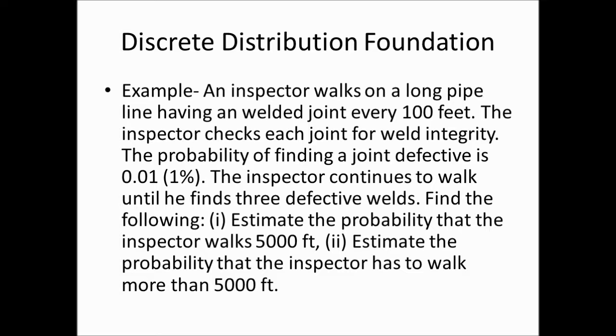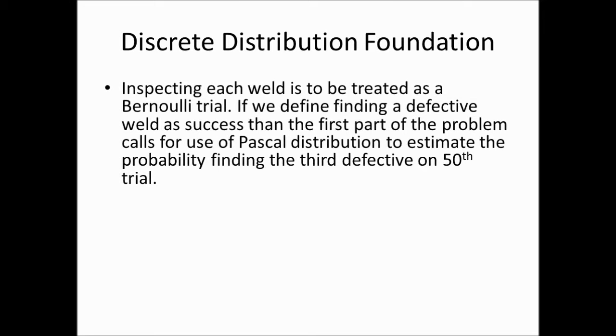So we are interested in the following events. We want to find the probability of the event that the inspector walks 5,000 feet, and the probability of the event that the inspector has to walk more than 5,000 feet. So first, inspecting each weld is to be treated as a Bernoulli trial, because when you are inspecting a weld, the outcome could be that the weld is defective or non-defective. And if you define success as finding a defective weld, then we have a probability of success in each trial as 1% or 0.01.